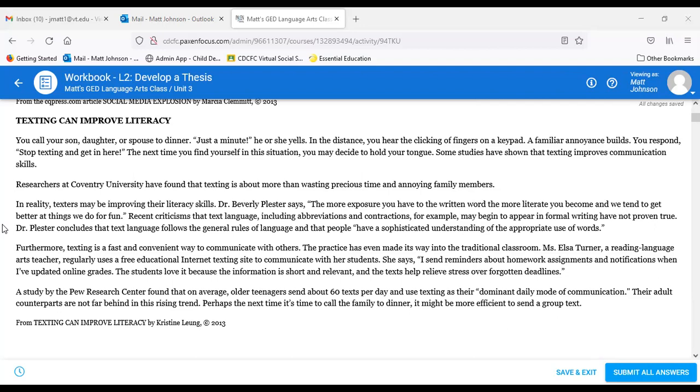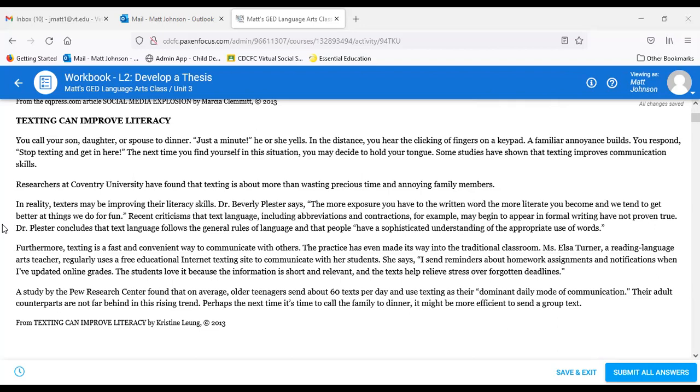The next time you find yourself in this situation, you may decide to hold your tongue. Some studies have shown that texting improves communication skills. Researchers at Coventry University have found that texting is about more than wasting precious time and annoying family members. In reality, texters may be improving their literacy skills, Dr. Beverly Plester says. The more exposure you have to the written word, the more literate you become, and we tend to get better at things we do for fun. Recent criticisms that text language, including abbreviations and contractions, for example, may begin to appear in formal writing have not proven true. Dr. Plester concludes that text language follows the general rules of language and that people have a sophisticated understanding of the appropriate use of words.